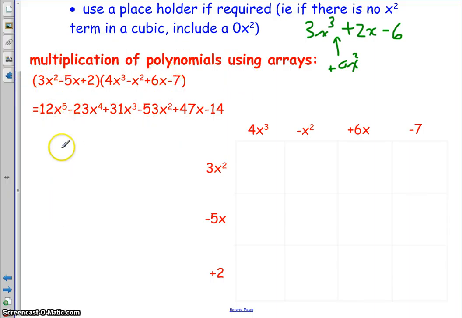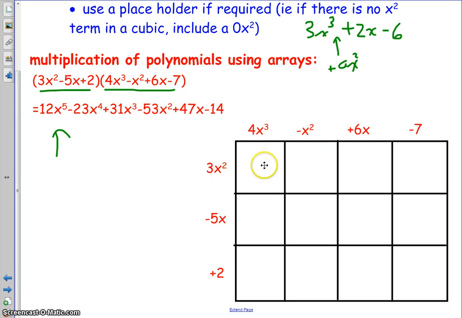So I want you guys to try this on your own. The answer is here. And the only difference is you're setting up an array. Instead of 2 by 2 like the example we did on the last page, our first polynomial is 3 terms. So we have 3 rows here. Our second polynomial is 4 terms. So we have 4 columns here. So what we wind up with is a 4 by 3 array.